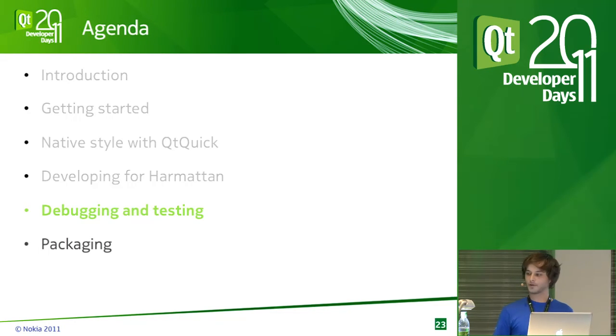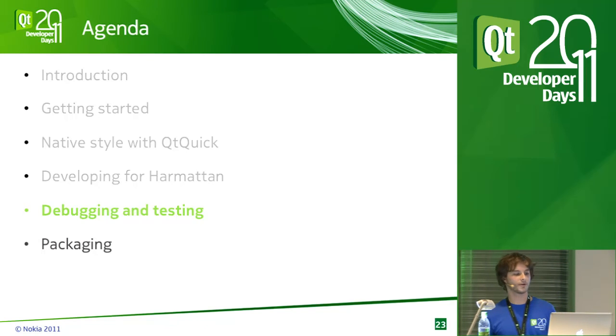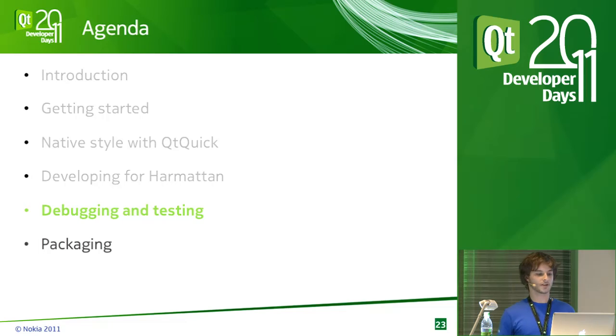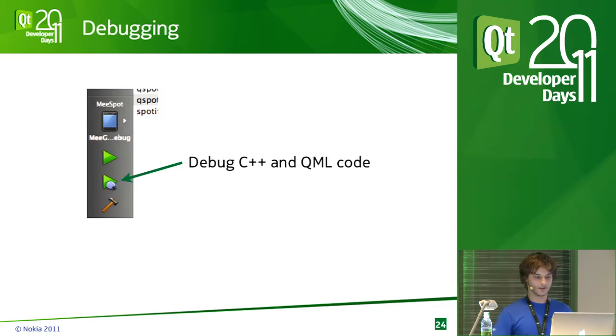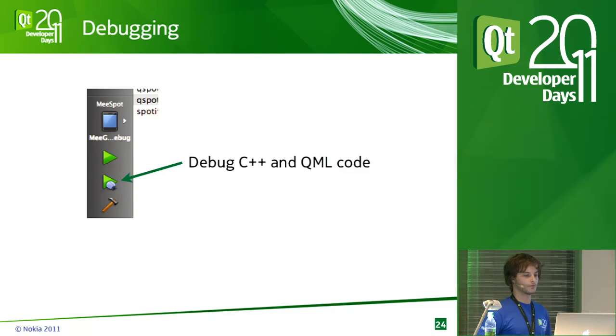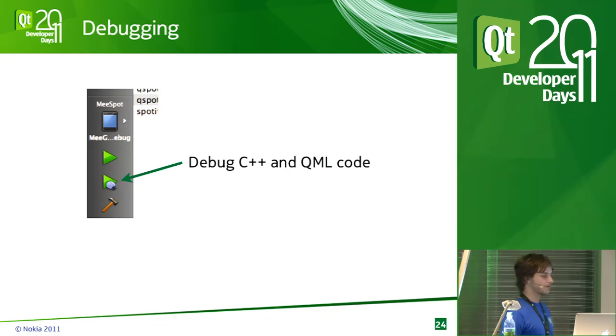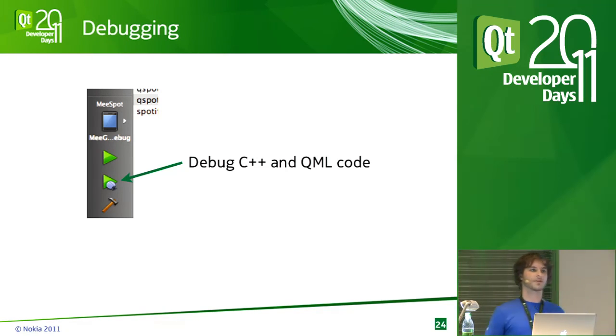Let's now see how to debug and test for the N9. It's actually very easy. If you already use Qt Creator for development, it doesn't change anything. It's just like making a desktop application. Basically, you write your code, and you just have to click the run button or the debug button if you want to debug. And you can debug both C++ and QML. Just like, as I said, if it was a desktop application, you can set your breakpoints both in QML and C++ and run the application, and it will stop at the breakpoints you set. It works exactly the same as a desktop application in Qt Creator.